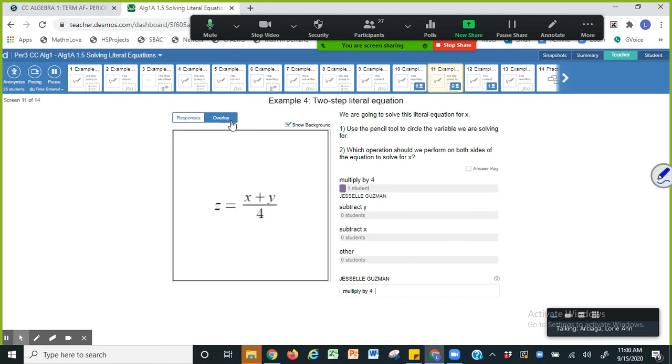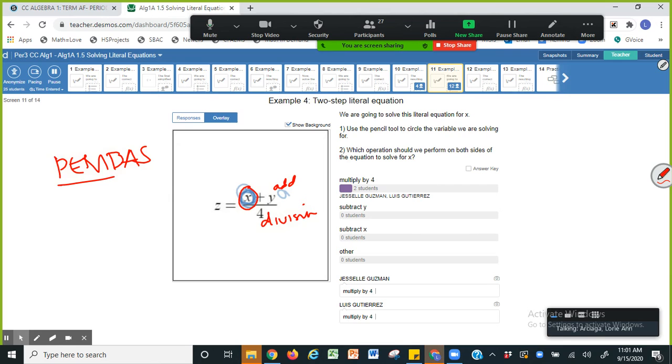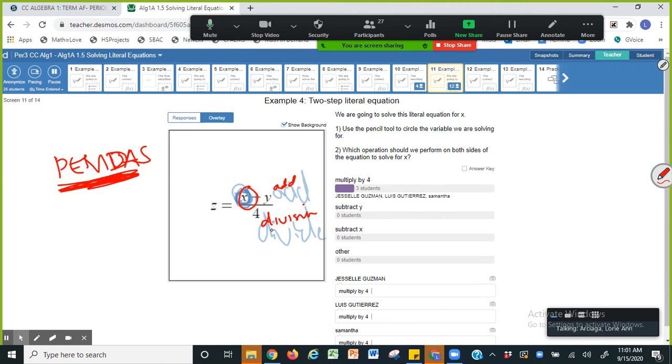Okay, so now we want to get the x by itself. So let's circle the x. So this is addition and this is division. So what should you do first? What should you undo first? If you ever find yourself wondering what am I going to do first, always remember your order of operations. Since multiply and divide come first before add and subtract, you have to do the division first. So you have to undo division first.